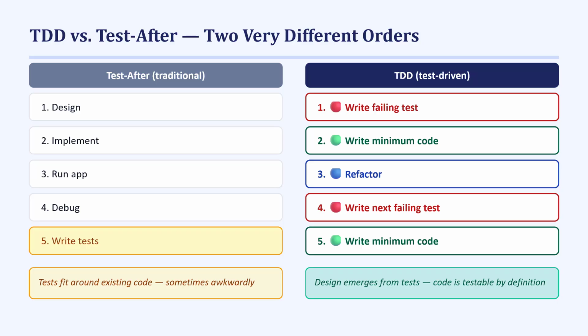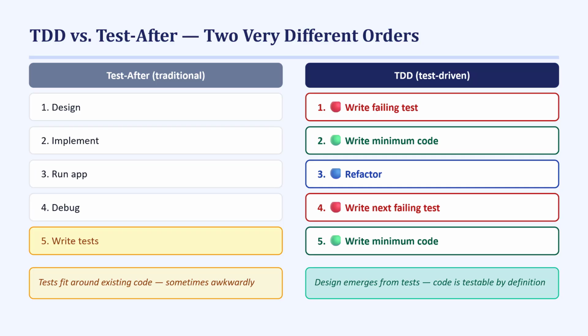And so you can see the steps here in our traditional test-after model. We design, we implement, we run, we debug, we make sure everything is working, and then we write tests. And that means the tests have to fit around existing code, which sometimes makes some very awkward tests or makes situations that are very hard to test.